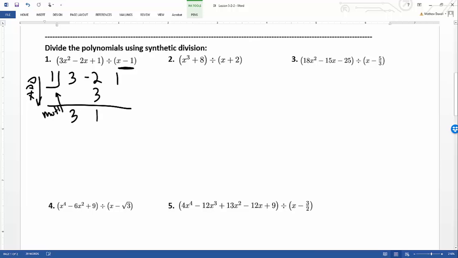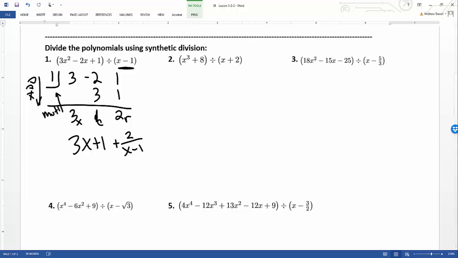Add straight down, negative 2 plus 3 is 1. Multiply 1 times 1, you get 1. Add straight down, you get 2. Now, you can't do it anymore. We're out of room. So counting backwards, this is our remainder, this is our constant, this is our x. So dividing, we get 3x plus 1, and then plus my remainder over what I divided by.